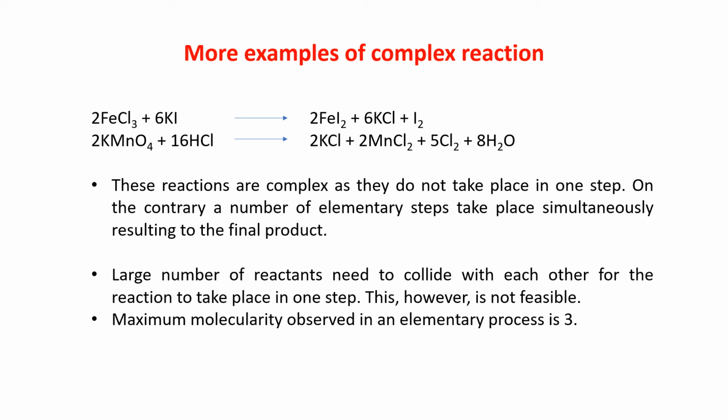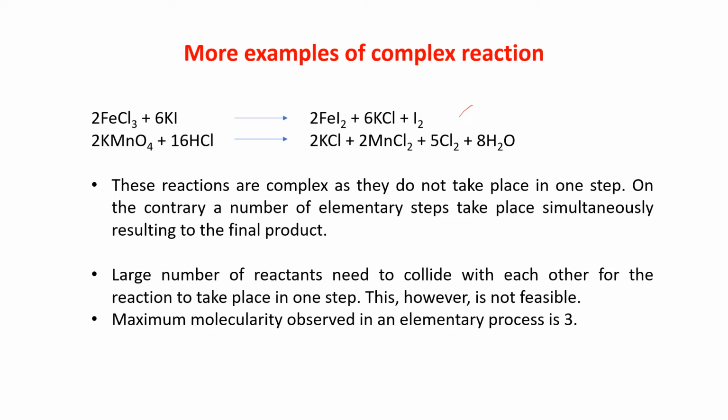Some other examples of complex reactions. 2FeCl3 plus 6KI gives 2FeCl2 plus 6KCl plus I2. And 2KMnO4 plus 16HCl gives 2KCl plus 2MnCl2 plus 5Cl2 plus 8H2O. Now these reactions are complex as they do not take place in one step. On the contrary, a number of elementary steps take place, resulting in the final product.